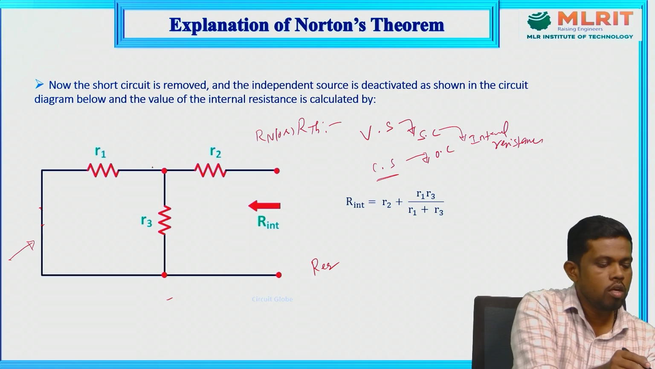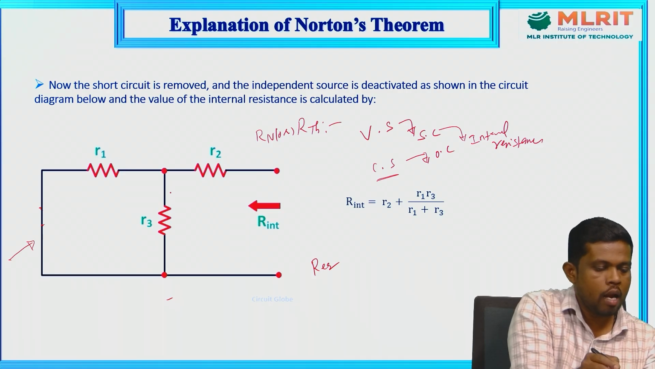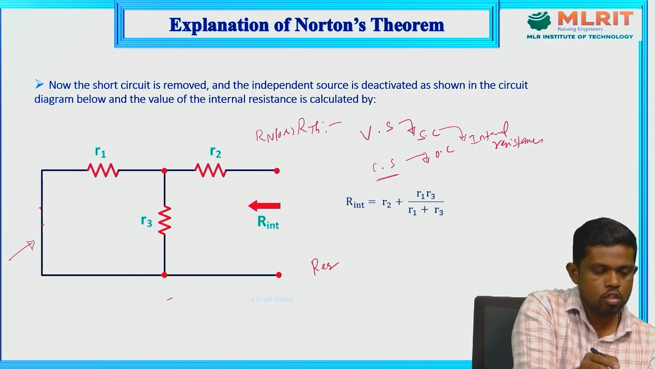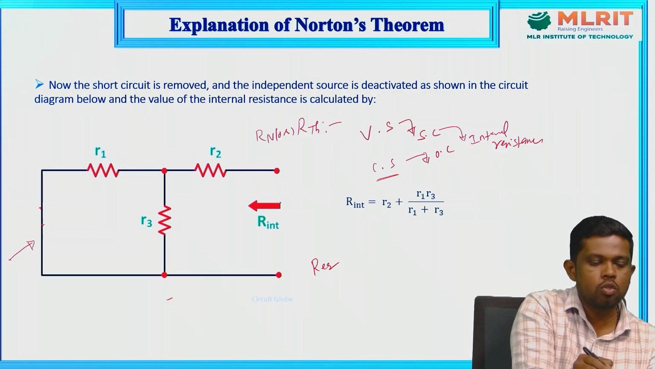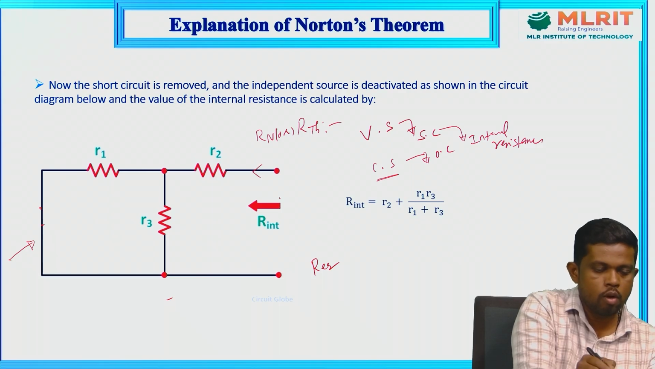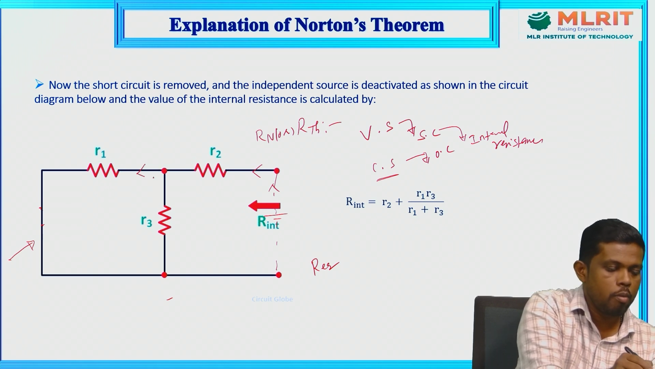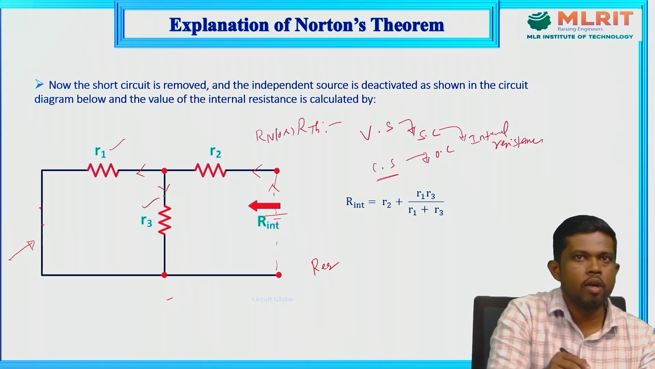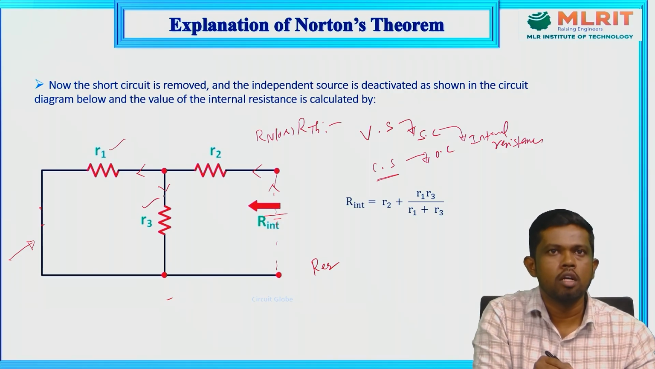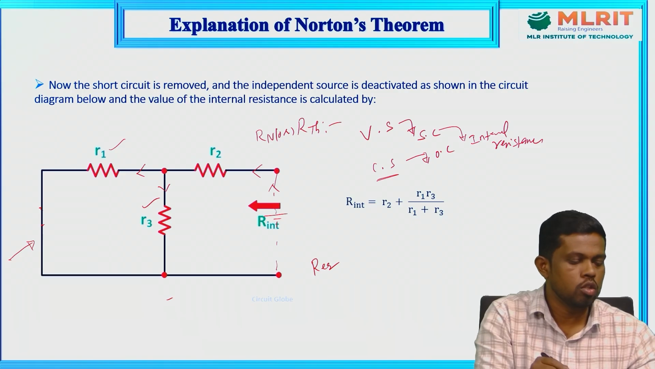Based on this, R1 and R3 are in parallel, and the combination is in series with R2. How can I say this? If you assume a dummy source or ghost source for this open side, then the current is delivered by that dummy source. The current circulates towards R2, enters here and divides between these two. So R1 and R3 divide the current; they are in parallel, and the combination is in series with R2.